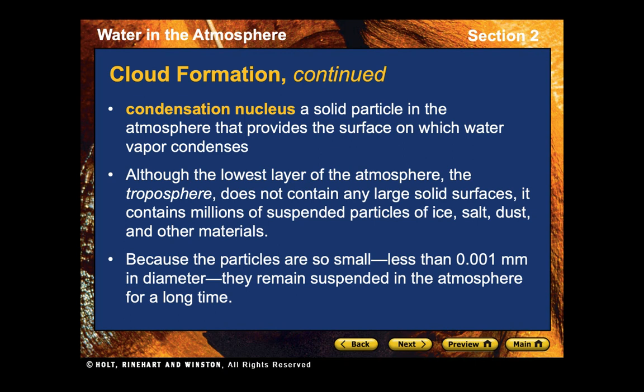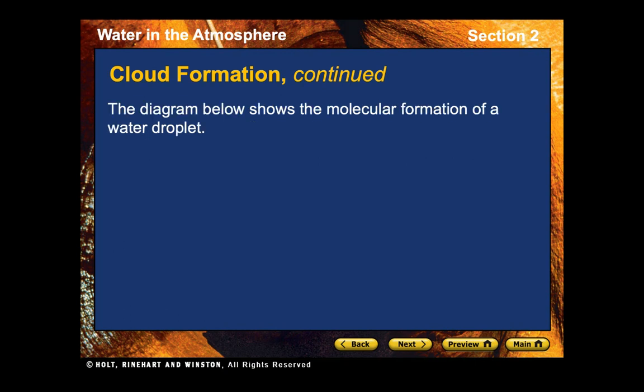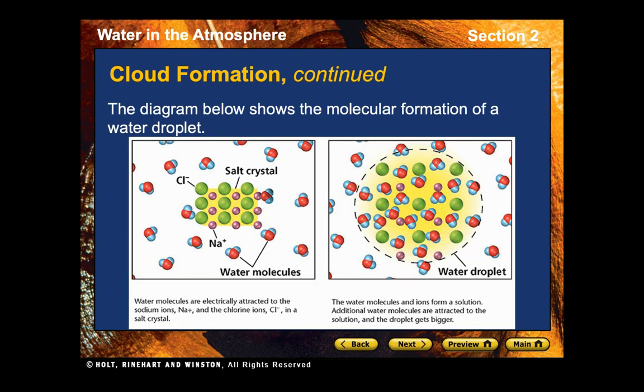So the wind, or the breeze, is strong enough to keep this stuff suspended in the air. The diagram below shows the molecular formation of a water droplet. You have salt crystals on the left, and the water droplets accumulate on them. Hence, we end up with, for lack of a better term, a raindrop. We end up with enough stuff stuck together that it will eventually fall to the earth.